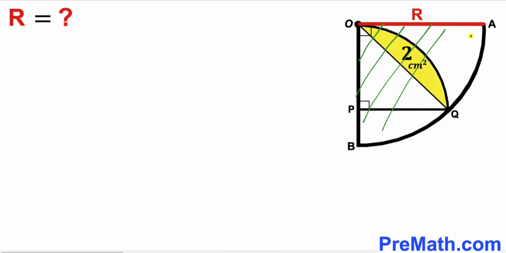In this video, we have this smaller quarter circle OPQ fully inscribed in a bigger quarter circle AOB, as you can see in the given diagram, such that O is the center of the bigger quarter circle, whereas the point P is the center of the smaller quarter circle. Moreover, OQ is the chord of the smaller quarter circle, and the area of the yellow shaded region has been given to us as 2 centimeter square. Furthermore, the radius of the bigger quarter circle has been given to us as uppercase R, and our task is to calculate the value of this radius uppercase R.